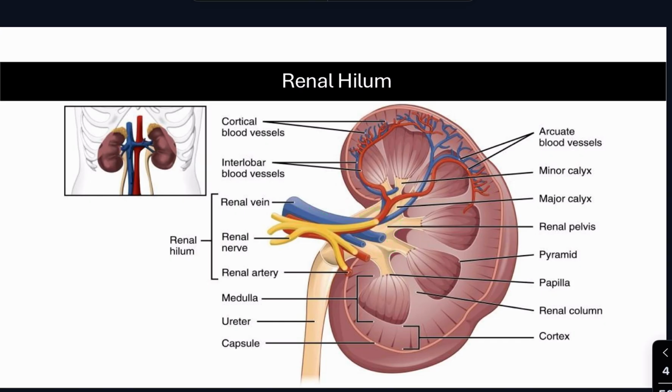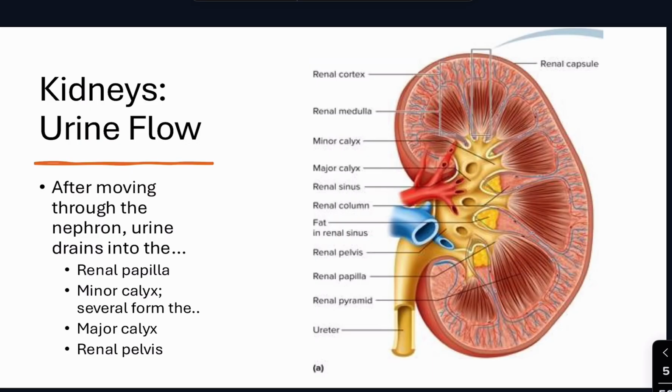So briefly, let's just cover what the general flow of urine looks like. After we move through that functional unit, all those thin tubes that I showed you earlier of the nephron, urine is ultimately going to drain from these renal pyramids. They're going to drain into what's called the renal papilla, right? Here's the renal papilla over here. Here's a bunch of them.